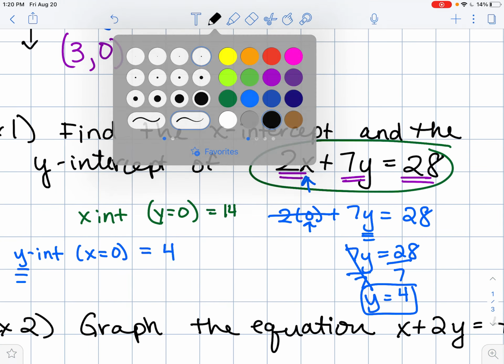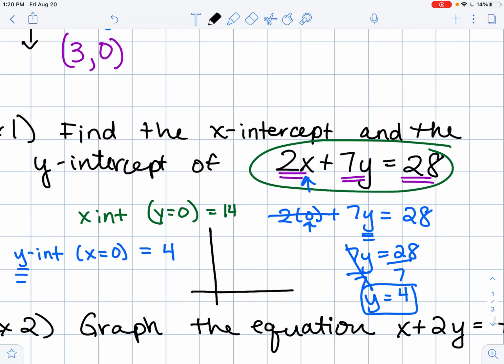If I wanted to graph that, when the y-intercept is 4, it'd be on the y-axis like that. And when the x-intercept is 14, 2, 4, 6, 8, 10, 12, 14. Looks like that. And then we go this way. And there's our line.